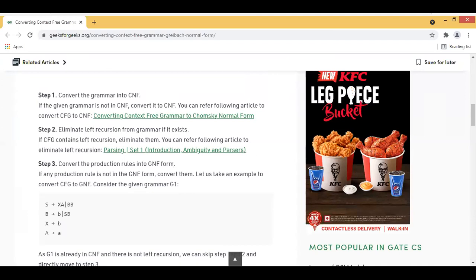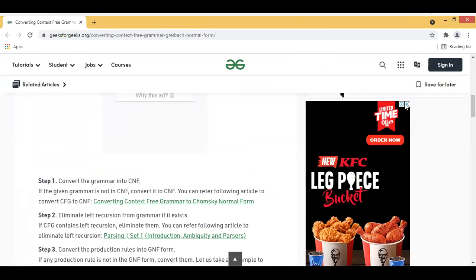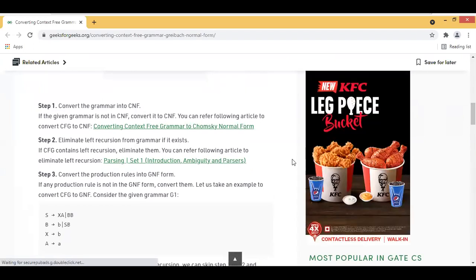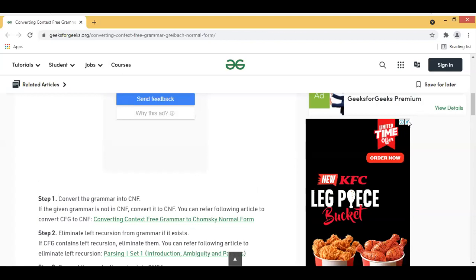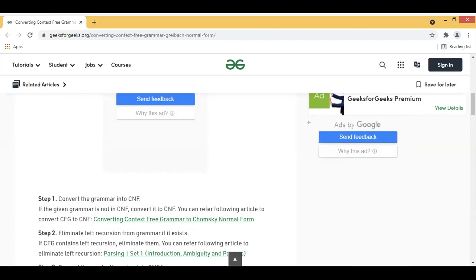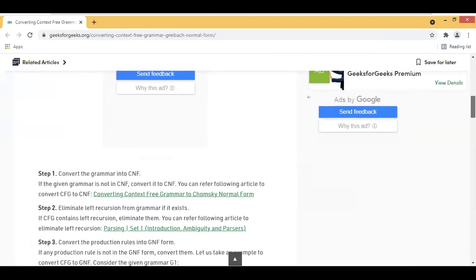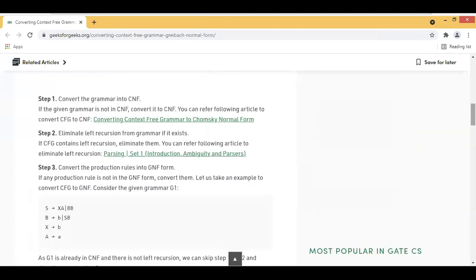And step number 2 is, you need to eliminate the left recursion from the given grammar. Eliminating the left recursion means, I will explain to you how to eliminate the left recursion with an example. And if the context-free grammar contains left recursion, then you need to eliminate it, right? And step number 3 is, you need to convert the production rules into the GNF form. This is the last step, number 3.